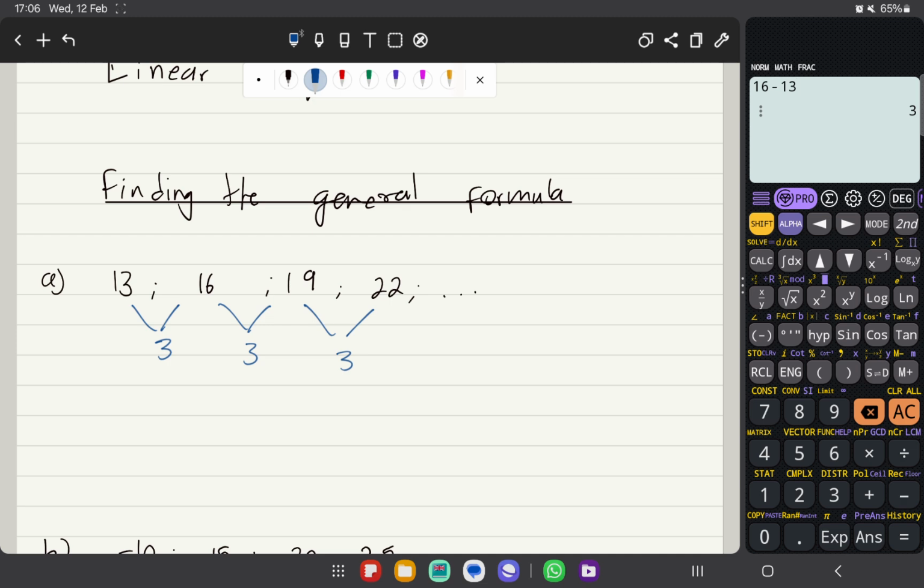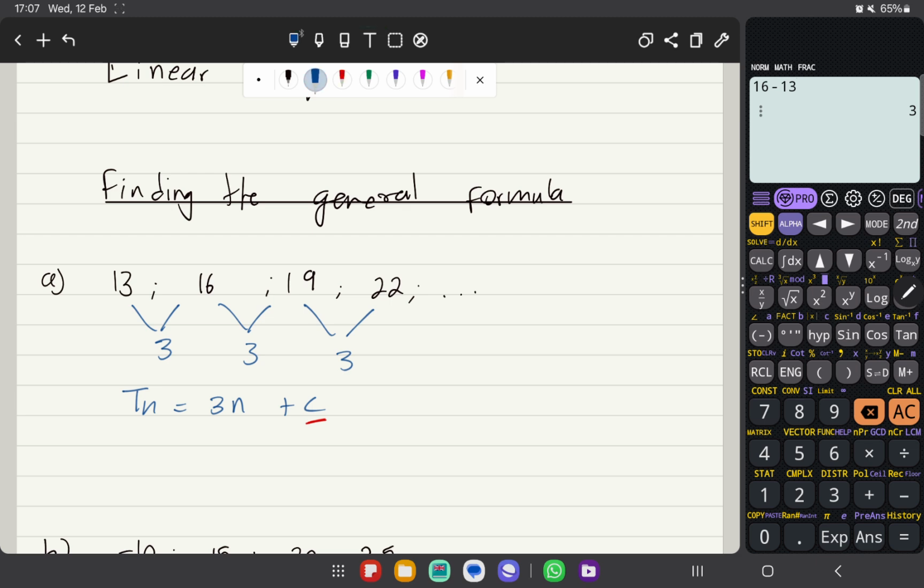So now you have your common difference. You now know that you have something like this: Tn equals 3n plus what? Plus c, right? Remember, the last thing you have to find is c. After you have found your c, you are done. So how do you find your c?